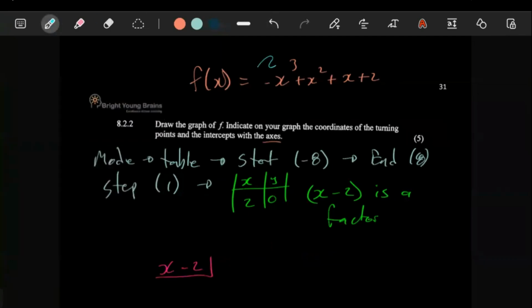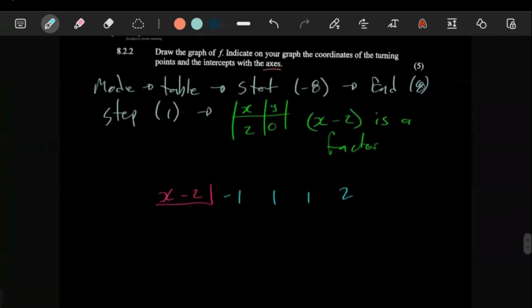You're going to put the coefficients of your numbers one by one: negative 1, 1, 1, and 2. And then you're going to leave a line open. Then you first drop the first number, negative 1. Since x minus 2 is a factor, you have to put the number positive 2 over here. Then you say 2 times negative 1, and you put your answer here.